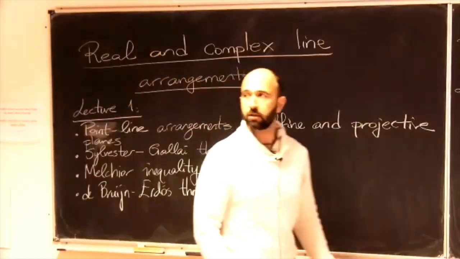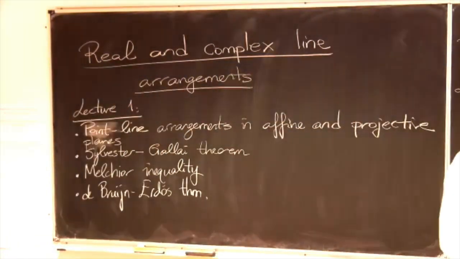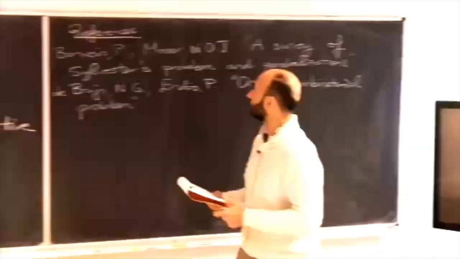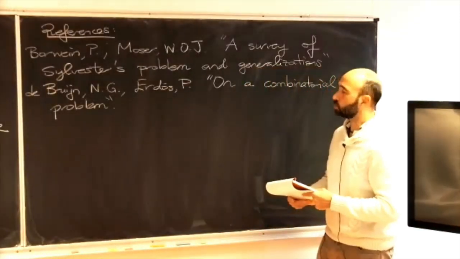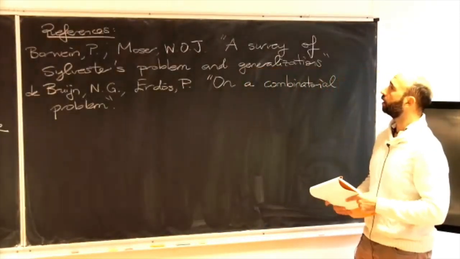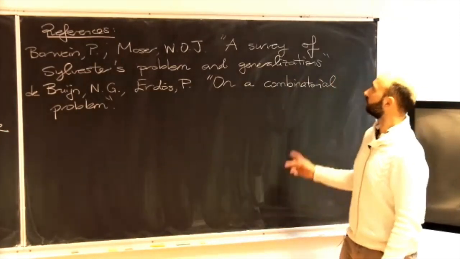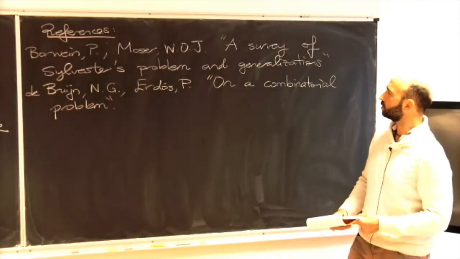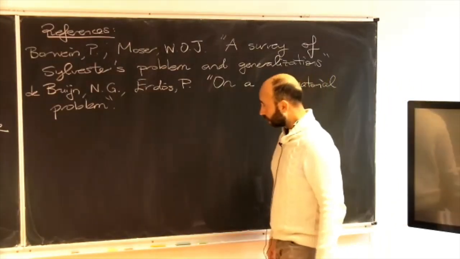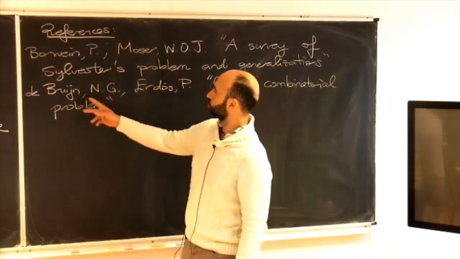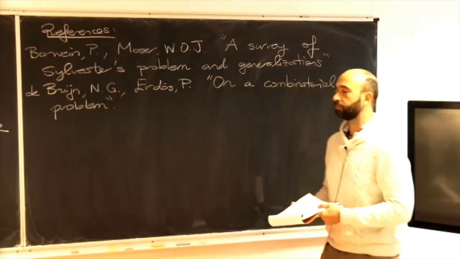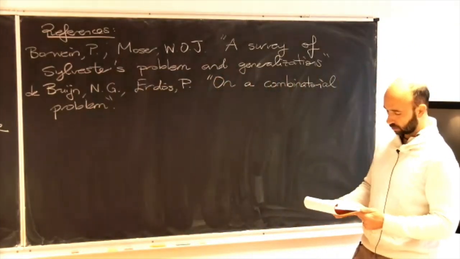Some good references for today are these two papers, which are both very readable. One is a survey paper by Borwein and Moser, a survey of Sylvester's problem and generalizations, and the other is a paper by De Bruijn and Erdős, which is titled On a Combinatorial Problem.